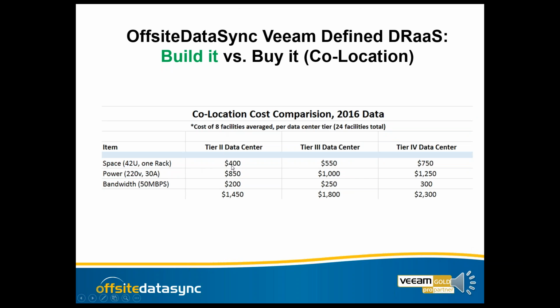From a space standpoint, and these are on average, I made a whole lot of phone calls and did some background research and had some help from my team. What you can see here is that a 42U rack is approximately $400 in US dollars for a tier 2 data center, and it scales up for tier 3 or tier 4 data centers. Power likewise scales up, and not surprisingly, so does bandwidth. Keep in mind there's no consistent, determined price across the board, so what I did was average the cost and round up from there.